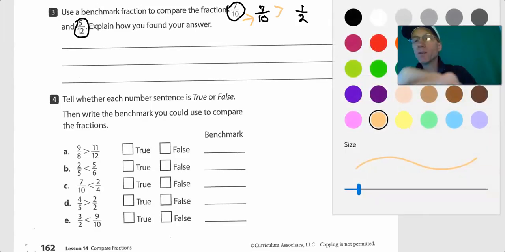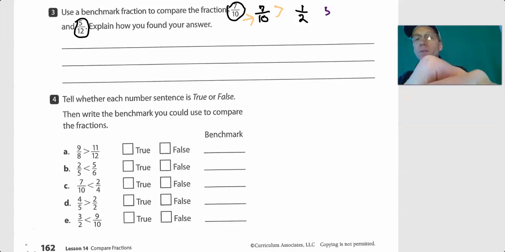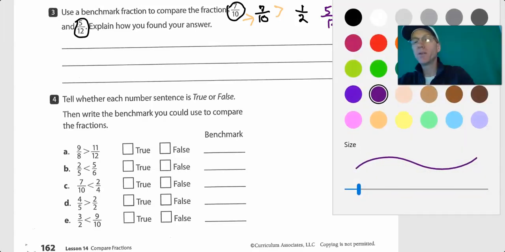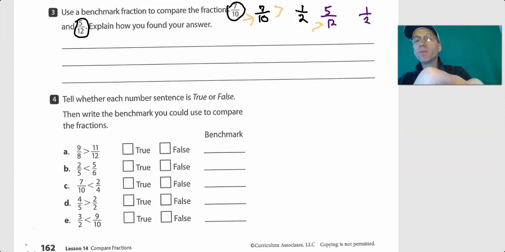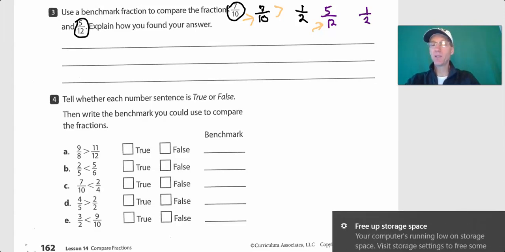Let's look at 5/12 and 1/2. Okay, this time our denominator is 12. That means that pizza is cut into 12 parts. If you want half of that pizza, you got to have 6 slices. You only have 5. So you don't even have a half. You have less than 1/2. Okay? You have less.